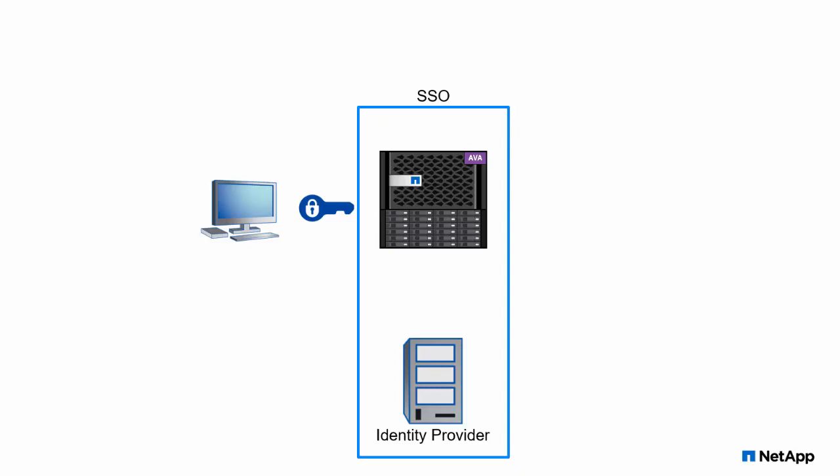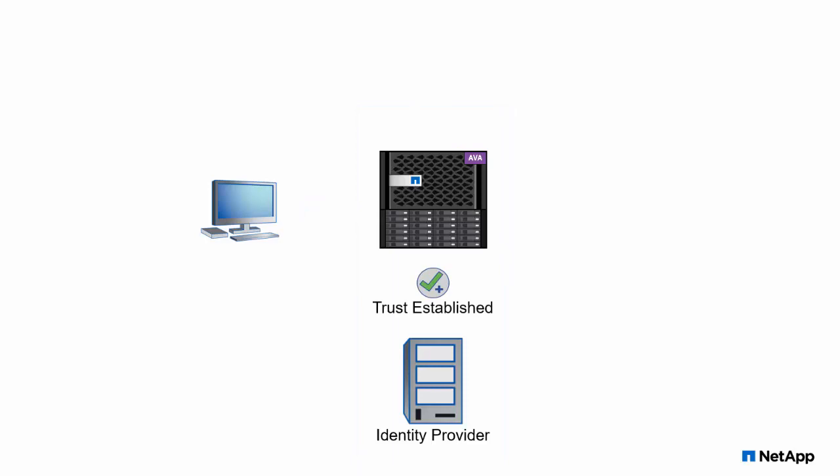As a prerequisite, both AltaVault and the identity provider must be in a trust relationship. With the trust established, AltaVault can receive sign-on requests from users and reroute them to the identity provider. AltaVault will act as a service provider in this relationship with the identity provider. The identity provider receiving this request will require additional credentials from the user, such as their corporate login and password.